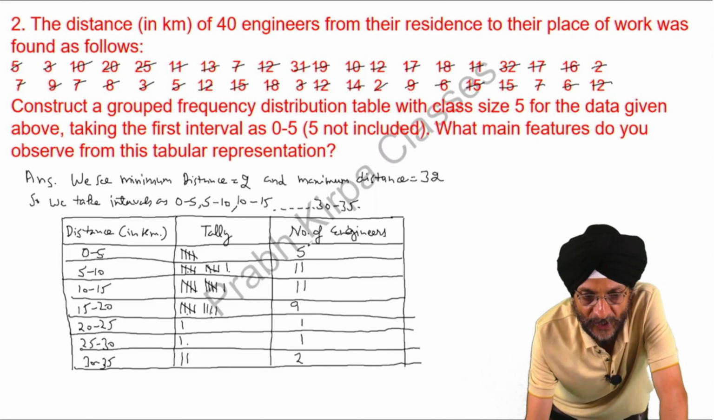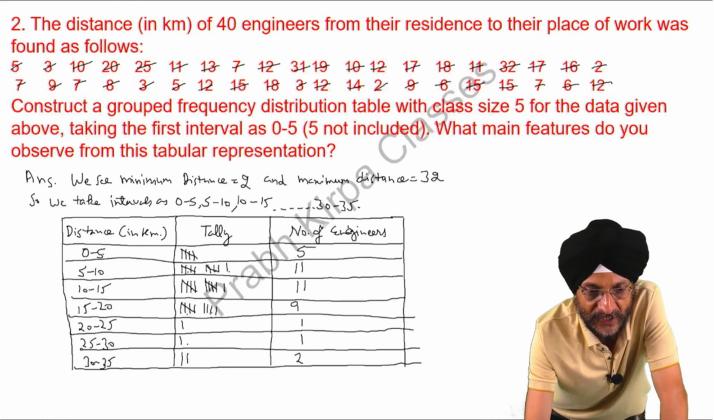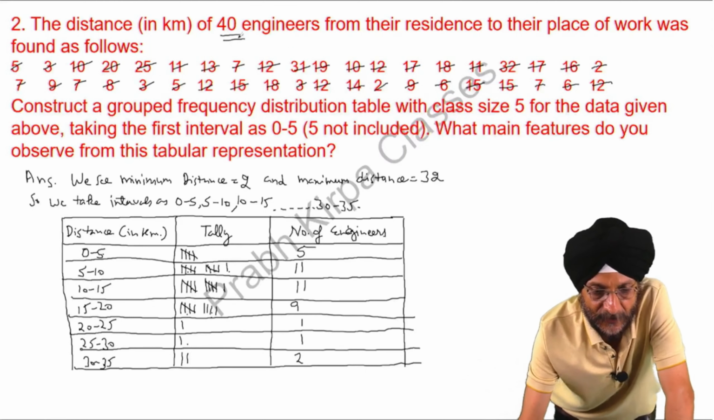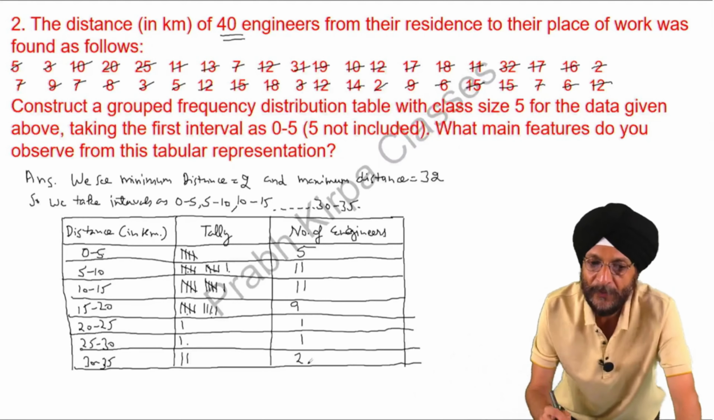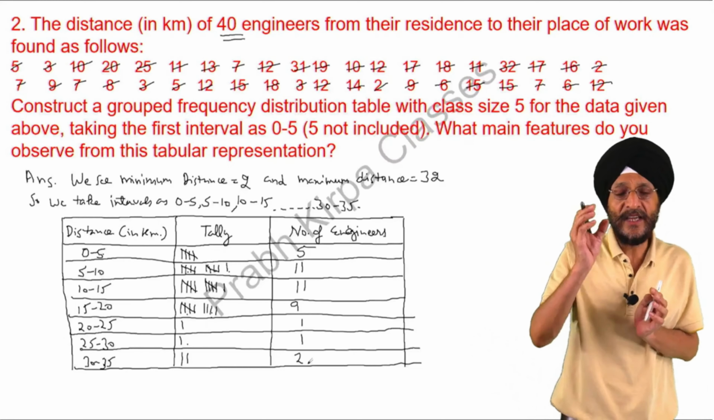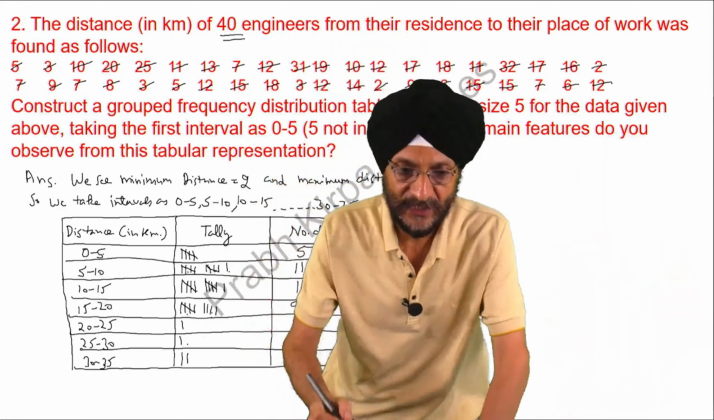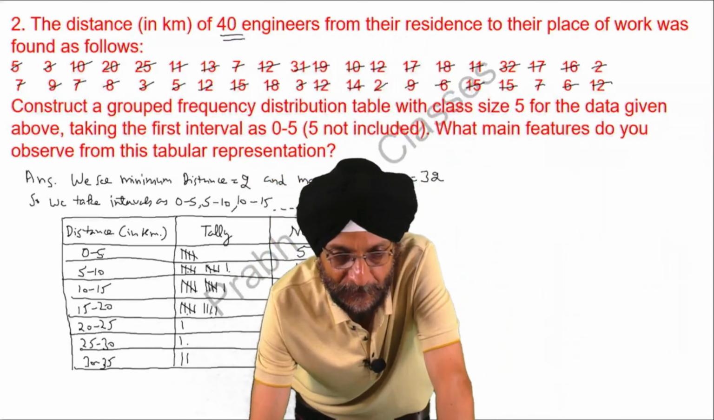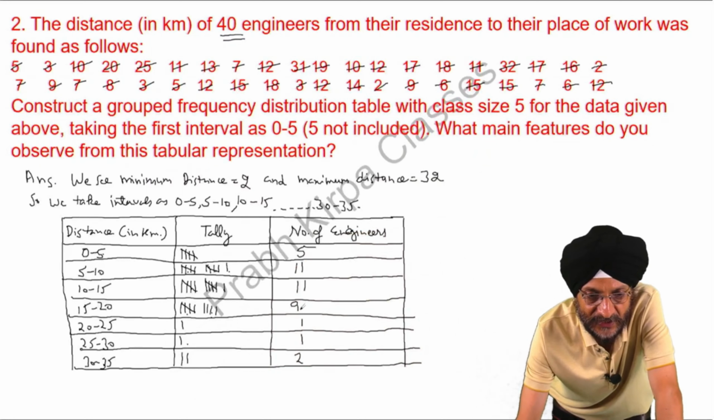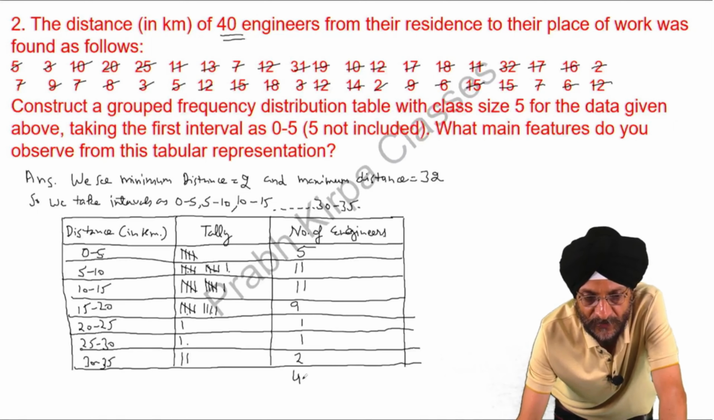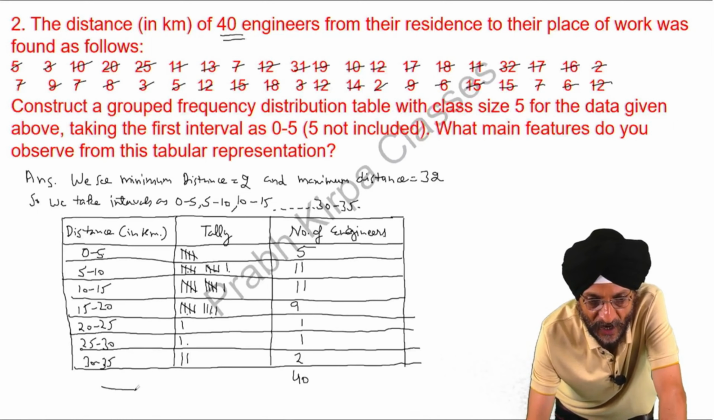So here we count the same, because here it is written that these are the 40 engineers. So now we will count here also, so that we may see that we have actually counted all the engineers. 5 plus 11, 16, 27, 36, 37, 38, 38 plus 2, 40. So we have counted all the engineers.